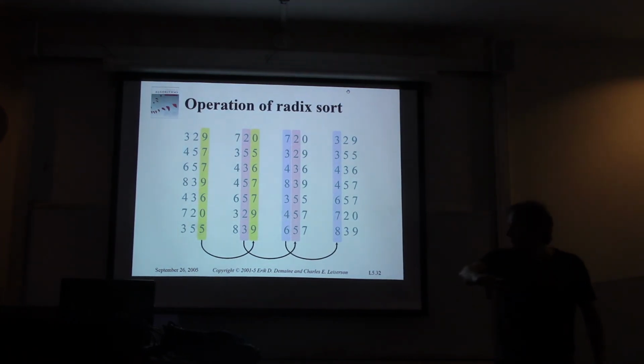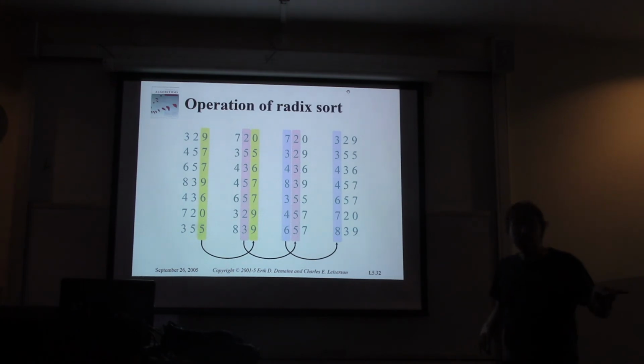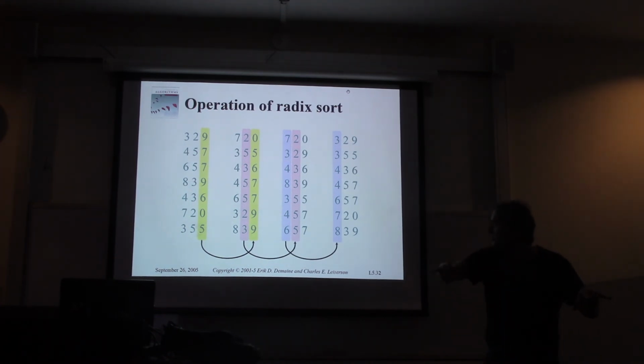Okay? I look at the second number, it goes into the 0 queue. Are you with me? Okay? Then I'm going to go to the next number. It goes to the 6 queue, 9 queue, 7 queue, 7 queue, 9 queue. What was the complexity of that?